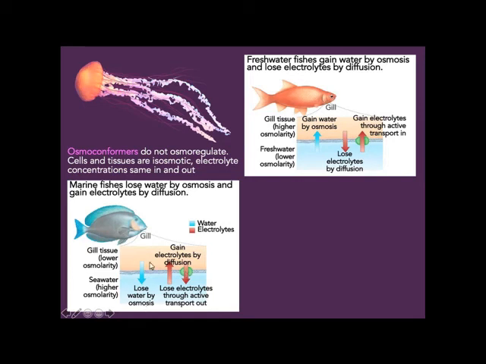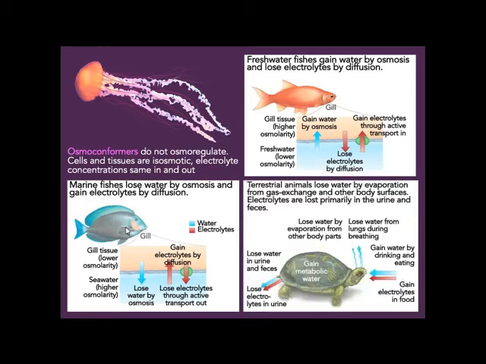And they tend to gain electrolytes by diffusion. So the electrolytes want to go from outside in, from the salt water where it's saltier to inside the fish. So they gain electrolytes by diffusion, and then they have to actively pump the electrolytes out through active transport so that they don't have too many electrolytes. Okay? All right, so that's the problem of marine fish.